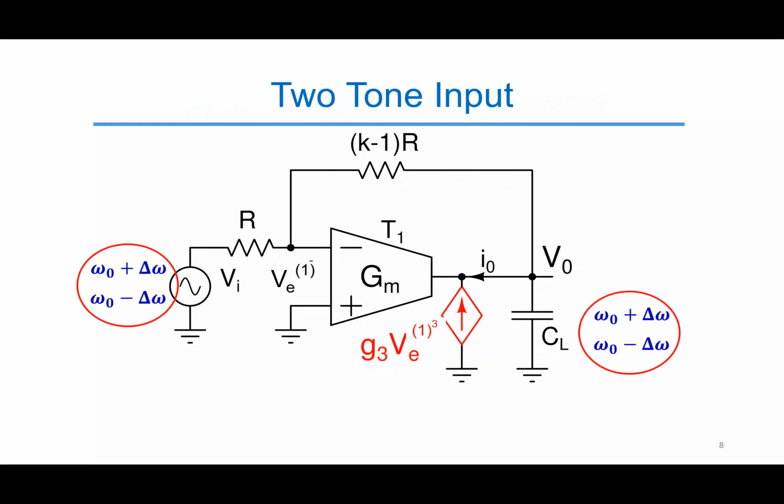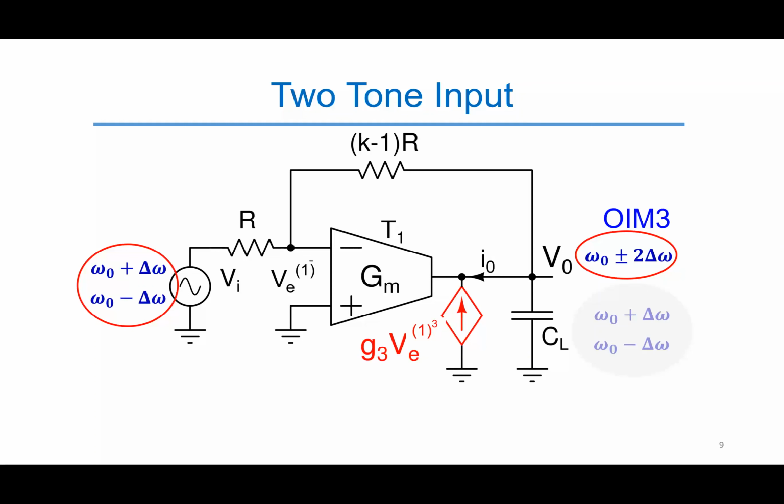In a practical communication system, the input is a multi-tone signal. To model this effect, we consider two closely spaced tones at omega naught plus minus delta omega. The output naturally has tones at omega naught plus minus delta omega as well. However, the third order distortion of the transconductor also generates intermodulation tones at omega naught plus minus 2 delta omega. These are called output intermodulation component of the third order, or OIM3.